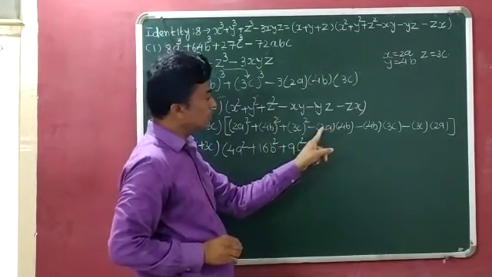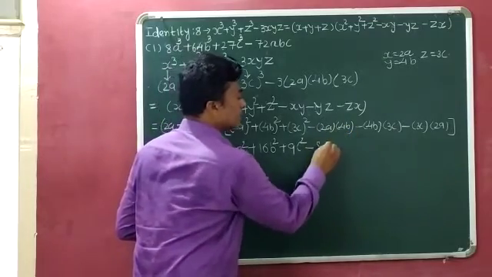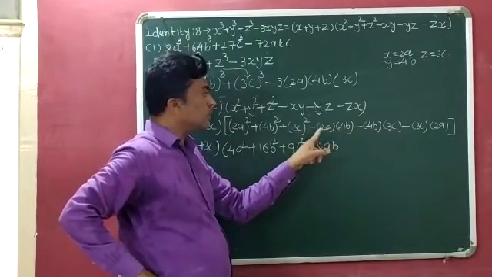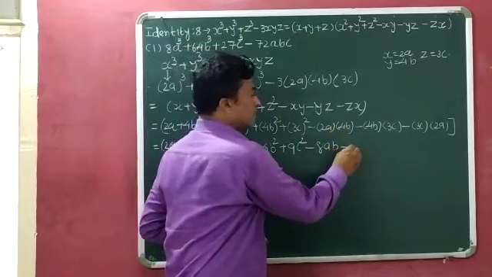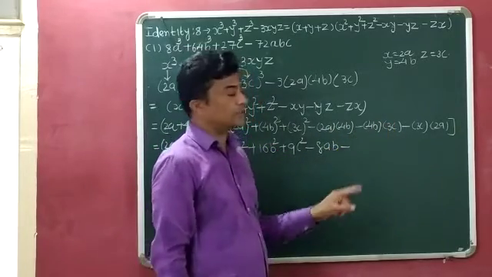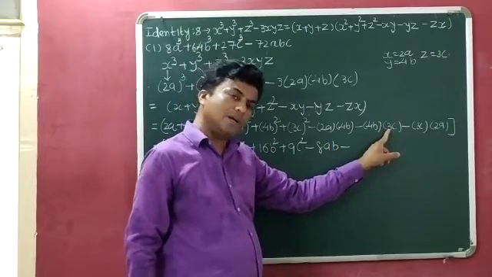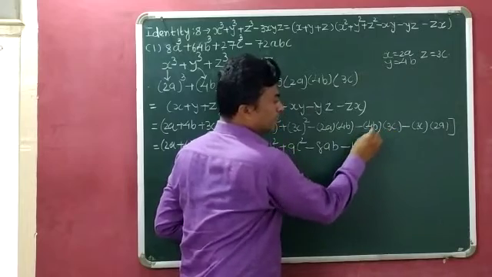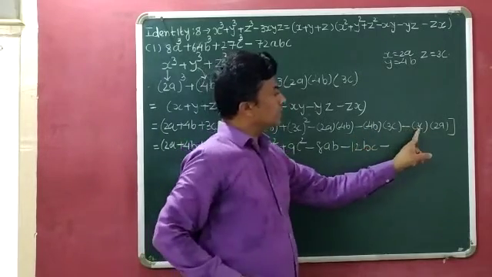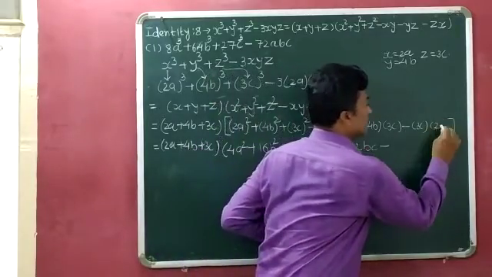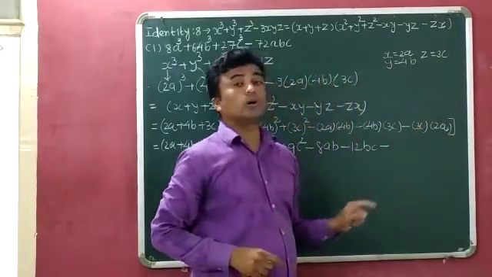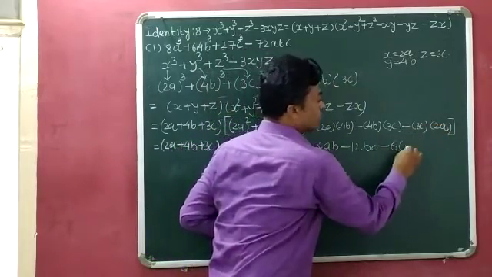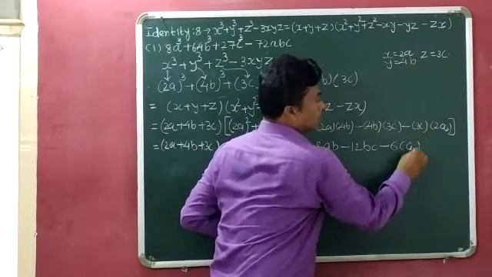Now see children, this minus 2a multiply 4b. 2 and 4 are constants that we have to multiply. So 2 4s are 8 and this ab. This minus 4b multiply 3c. 4 and 3 are constants, we can multiply them. So 4 3s are 12, then bc. This minus 3c multiply 2a. 3 and 2 are constants, we will multiply them. So 3 2s are 6 and ca.